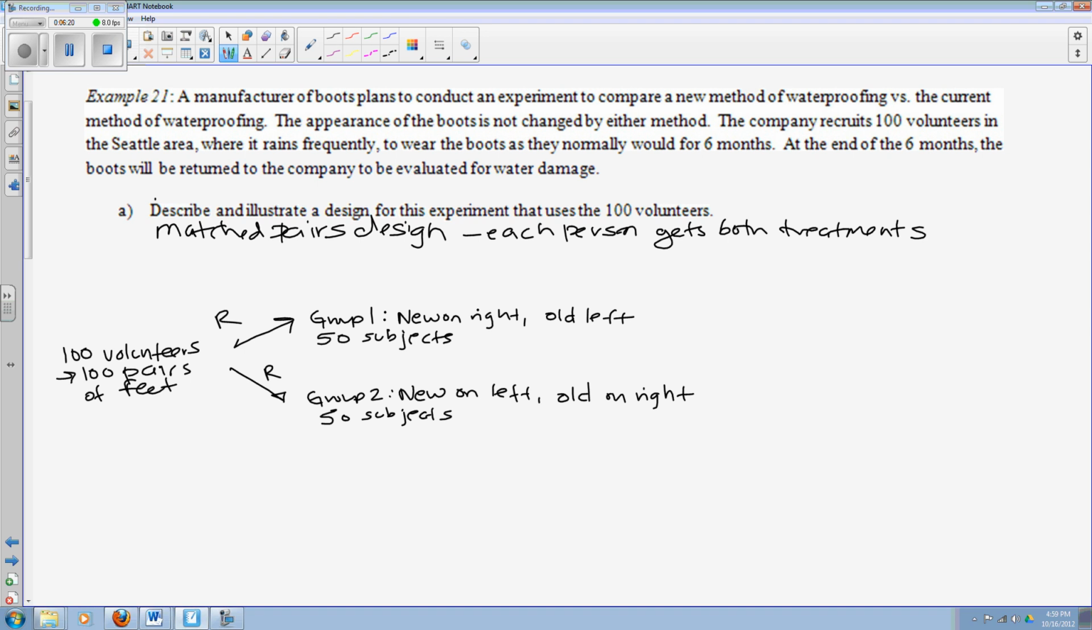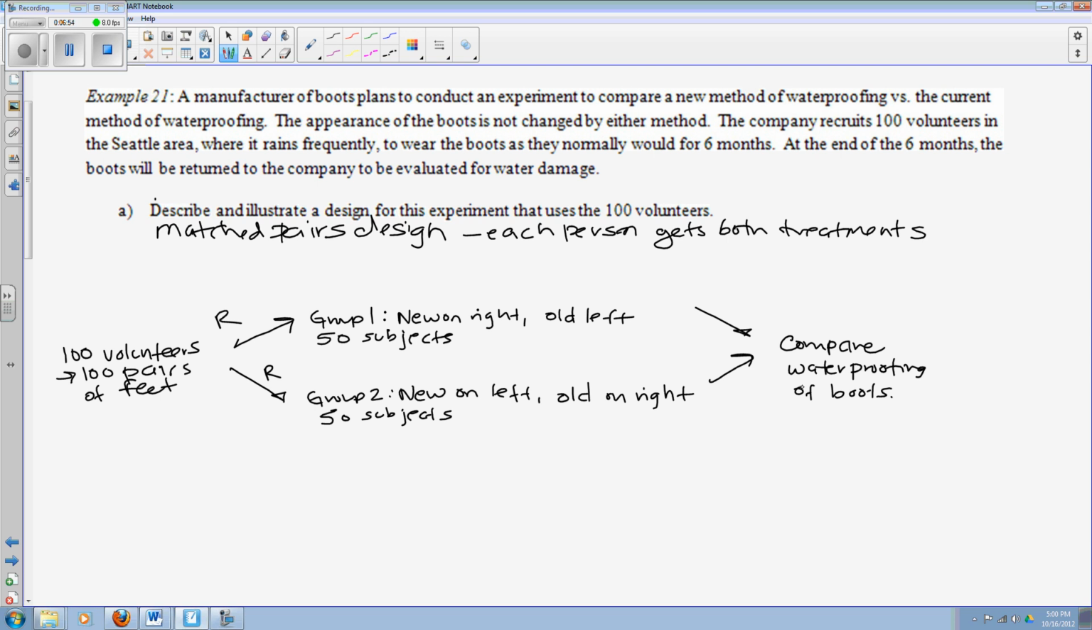So then you're just randomly deciding which type they get on which foot. That's the only randomization, but they're both getting both treatments, both groups, just in a different order. So what we're going to do at the end is compare the waterproofing of boots. Okay, so that's an example of doing a matched pairs design again where you are your own pair.